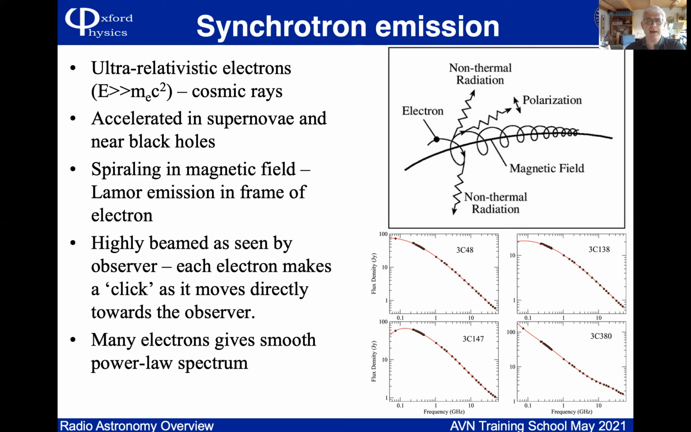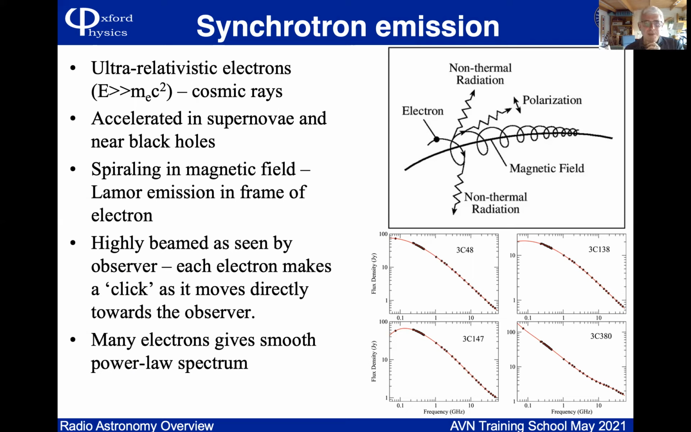And when an electron travels through a magnetic field, it spirals around the magnetic field, and the acceleration of that spiral motion causes the electron to emit radiation. Now, an electron will emit radiation at whatever speed it's going, but the thing that makes synchrotron emission particular is because the electrons are highly relativistic. That means that the emission that they produce does not spread out in all directions from the electron, but is beamed very tightly in the direction that the electron is moving.